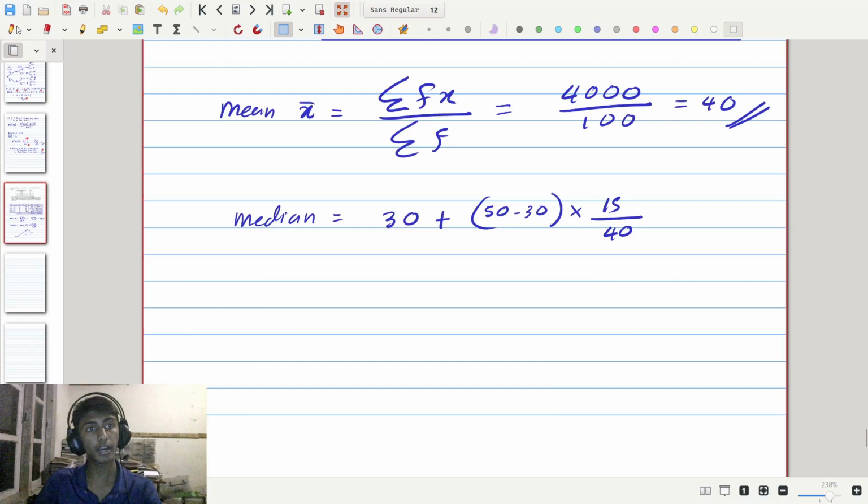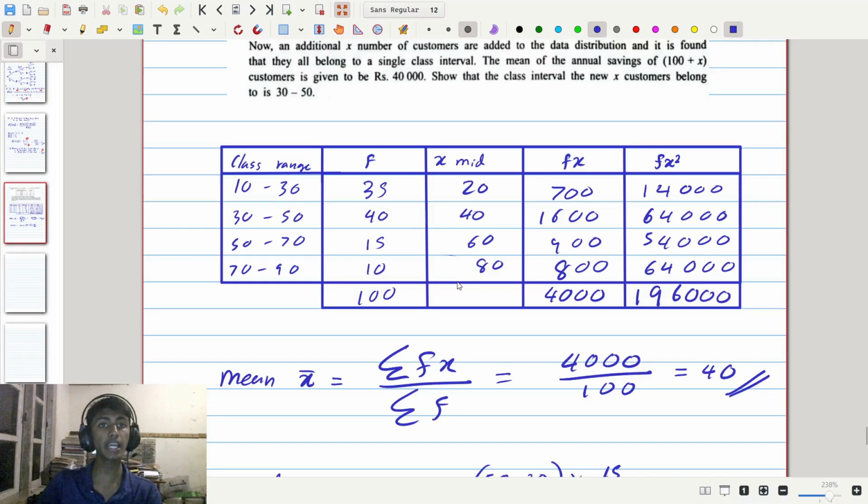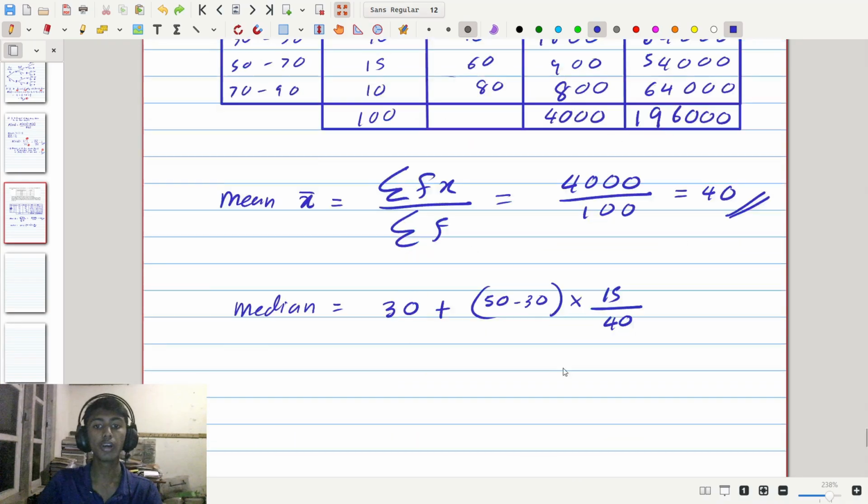In group data, we basically find the class that contains the median, and then we go from the lower bound of that class upward a distance of however much we need to go within that class, divided by the total number of people within that class, times the class interval's range.